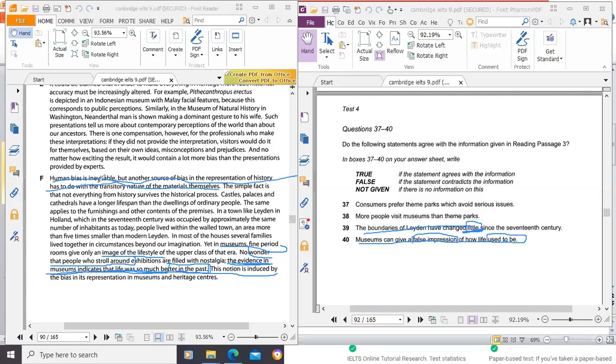So, another source, human bias is inevitable. False misrepresentation, false impressions are inevitable, okay? That is a pointer. And this tells us that the evidence in museums indicates that life was so much better in the past. So what this writer is saying is that it is not a true representation of the past. You understand? Museum is not a true representation of the past. True.